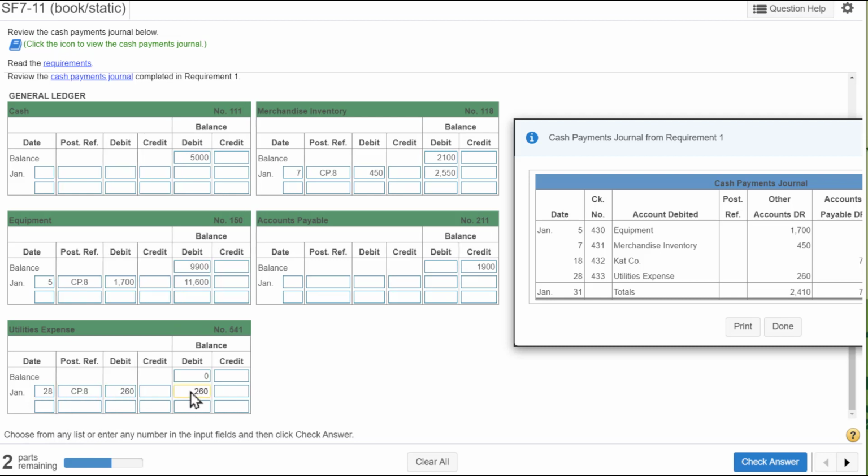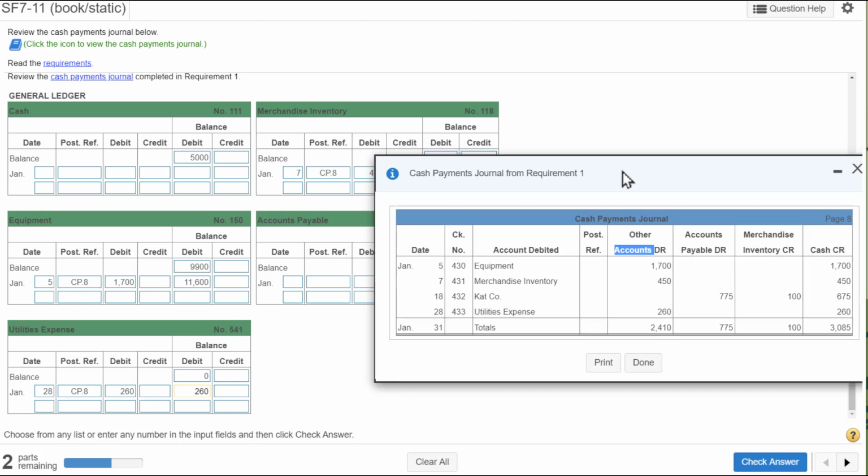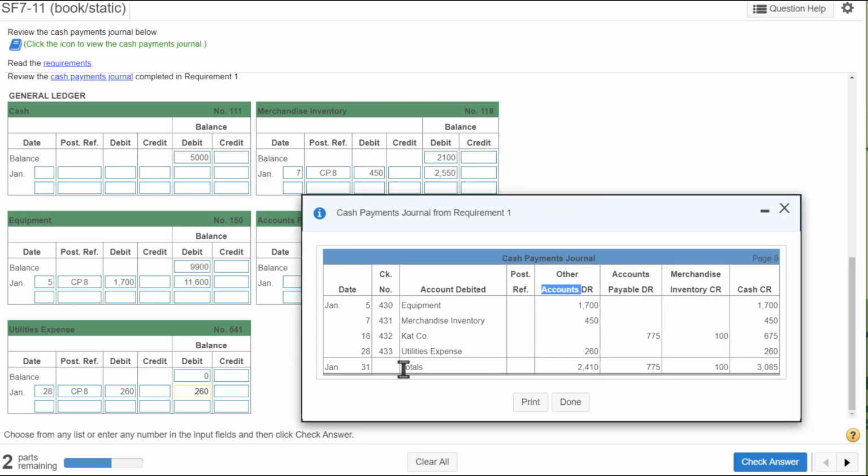260 is the new balance. So we're done with the other accounts column. Now we're going to do the totals. I'm just going to start here with the totals and work my way from left to right. So 2410, where are we going to post this to? Well, this 2410 has been posted already to those 3 different accounts, so we're not going to post the 2410.